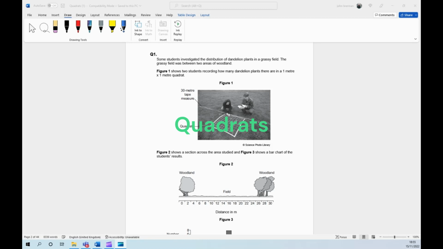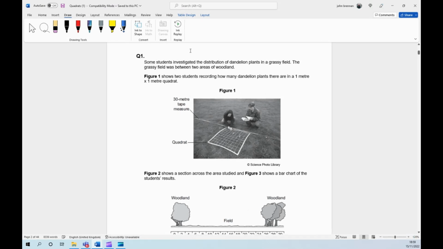Okay, so let's have a look at the first question. Let's have a little read through, just enlarge this for you. Some students investigated the distribution of dandelion plants in a grassy field. The grassy field was between two areas of woodland. And in this first figure, two students are recording how many dandelion plants there are in a 1 meter by 1 meter quadrat.